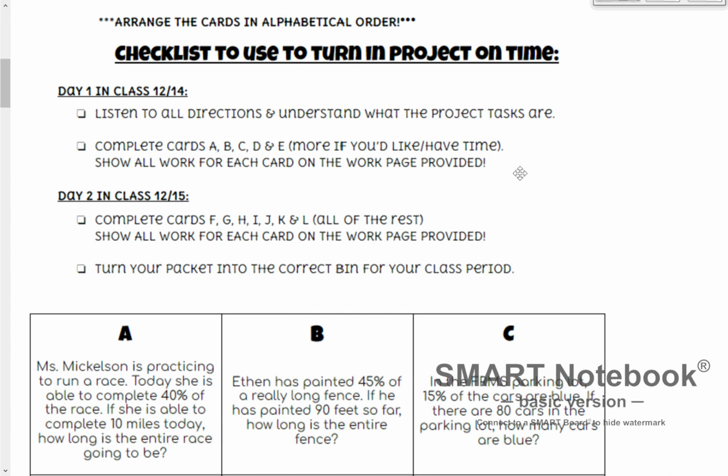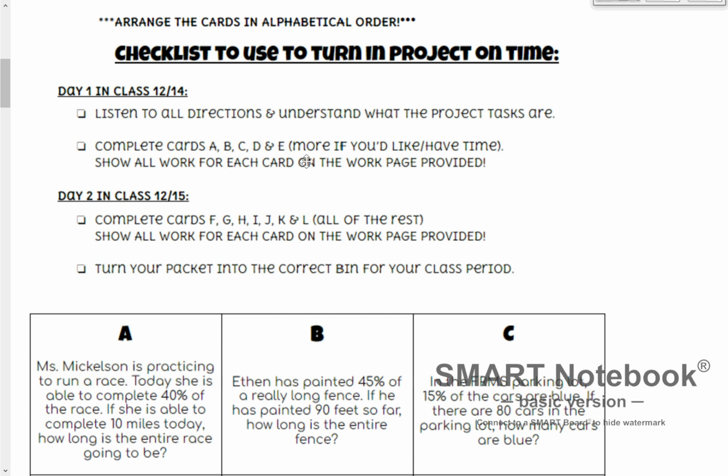Okay, down here I listed a little checklist for you to use each day just to make sure that you're staying on top of your work and getting this project done on time. So today you're just listening to all directions, understanding what the project tasks are, asking questions if you're confused. Then you're going to complete cards A, B, C, D, and E. Now, if you're working ahead and you get done with E and you still have class time left, absolutely you should be working on more. You shouldn't just stop because you finished E and there's still 20 minutes of class left. So get as much as you can done today, but definitely get through A, B, C, D, and E.